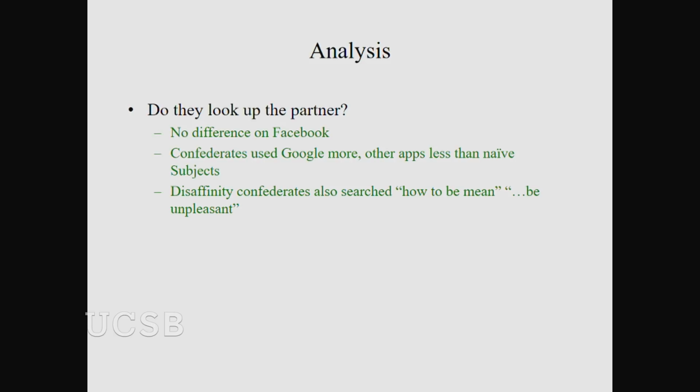The people we gave these Confederate instructions to, they tended to use Google more than the naive subjects and to look up various things. Some of them who had the disaffinity goal looked up how do you act like a jerk to somebody online. They used other language I won't bother to repeat here also.